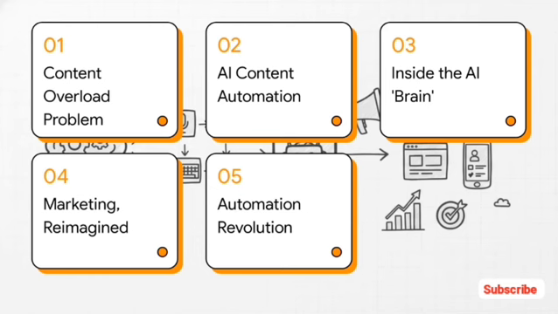So, here's our game plan for today. We're going to start with the problem, that feeling of content overload. Then we'll introduce AI content automation as the hero of the story. We'll peek inside the AI brain, see how marketing is being totally reimagined, and then wrap up with what this automation revolution means for all of us.